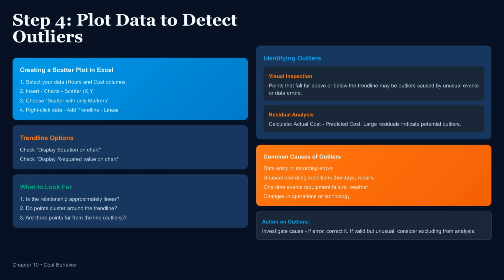Common causes of outliers: data entry or recording errors, unusual operating conditions, holidays, repairs, one-time events, equipment failure, extreme weather, changes in operations or technology.